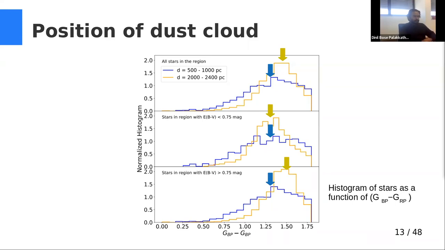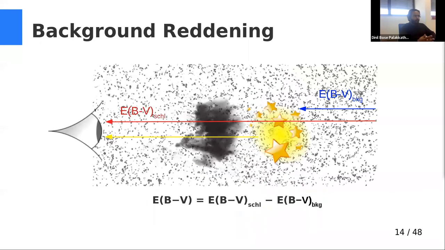This result was supported by Dutra and Bica. They also found that there is a presence of dust, and it may be in front of the cluster or inside the cluster. Now we know the position of the dust. Let me say it is in front of the cluster. Now from the Schlegel et al. map, we have the two-dimensional reddenings, which means that we have the line of sight reddening. So we have to correct for the background reddening in order to find out the extinction of individual stars.